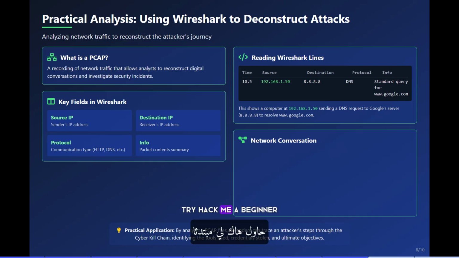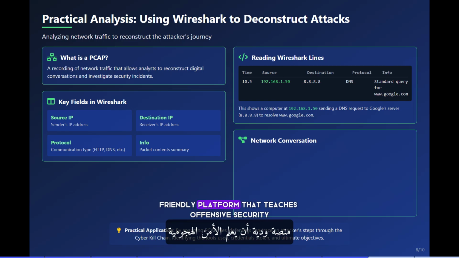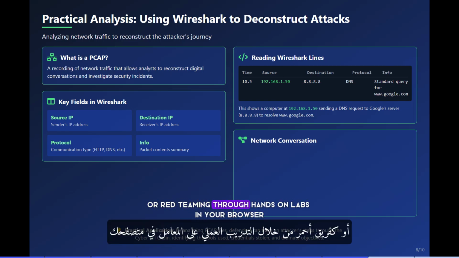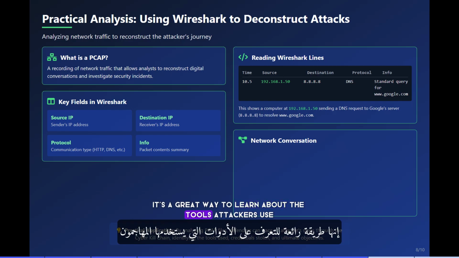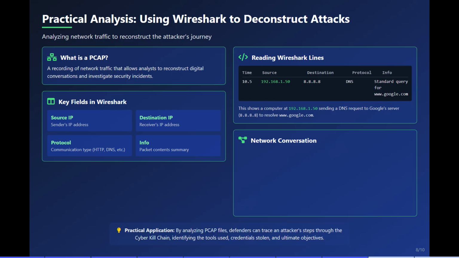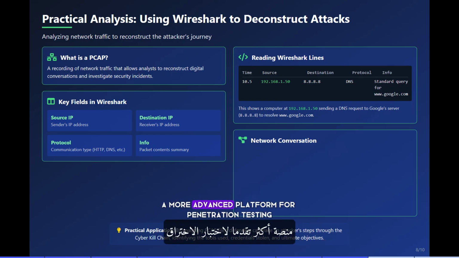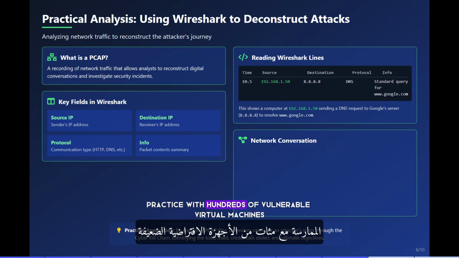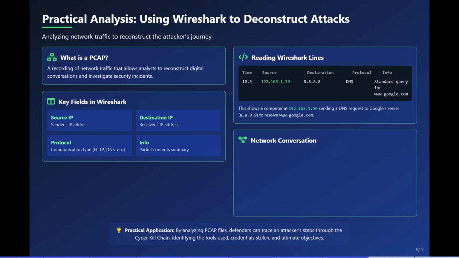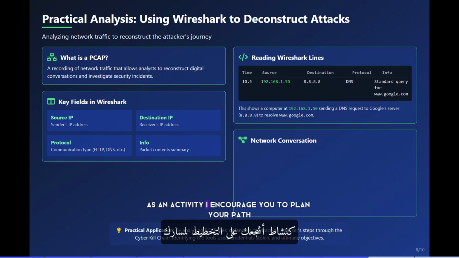Try HackMe, a beginner-friendly platform that teaches offensive security or red teaming through hands-on labs in your browser. It's a great way to learn about the tools attackers use. Hack the Box, a more advanced platform for penetration testing practice with hundreds of vulnerable virtual machines to challenge your skills. As an activity, I encourage you to plan your path.